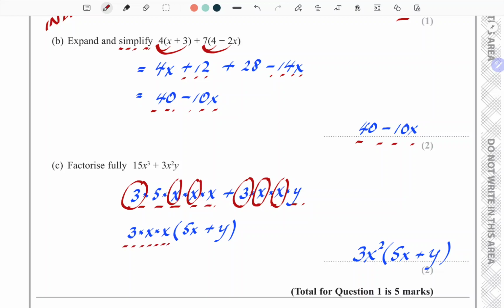Effectively, 3 times x goes on the outside. Put some brackets in. And what you're left with are the bits here. 5x plus y. Don't forget that they are separated by a plus. So you've got to keep that in there as well. So your answer turns out to be 3x squared times 5x plus y.